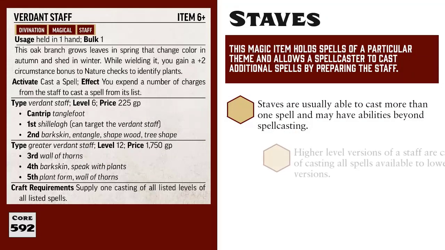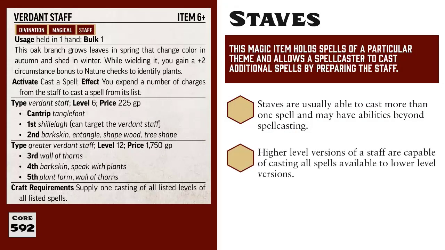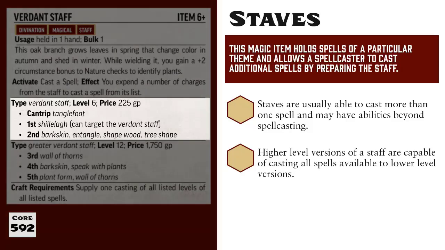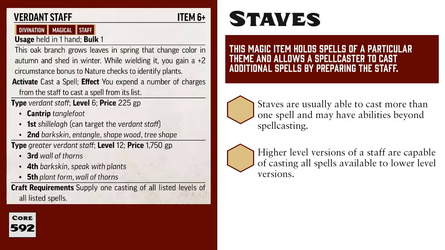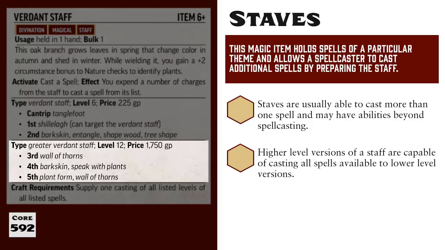When there are more than one version of a staff, all higher level versions are able to cast all the spells available to lower level versions. For example, a regular Verdant Staff can cast Tanglefoot, Shillelagh, Barkskin, Entangle, Shapewood, and Tree Shape. And a greater Verdant Staff can cast all of those spells as well as Wall of Thorns, Barkskin, Speak with Plants, Plant Form, and Wall of Thorns.